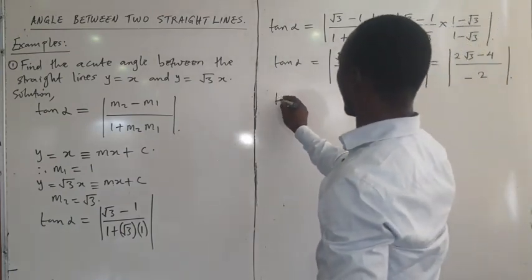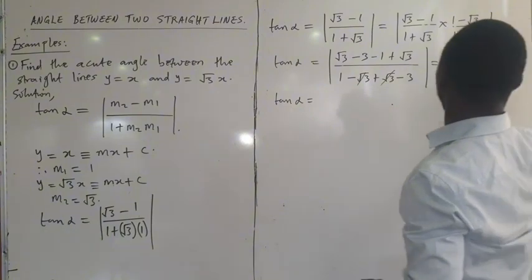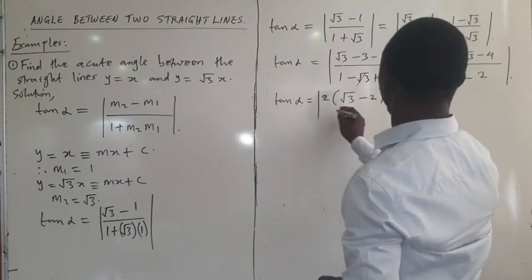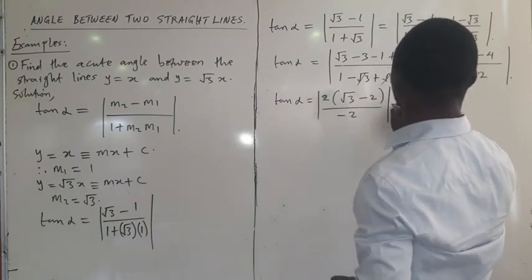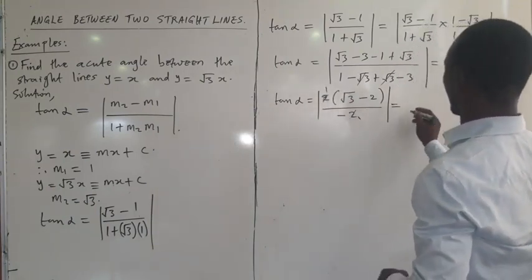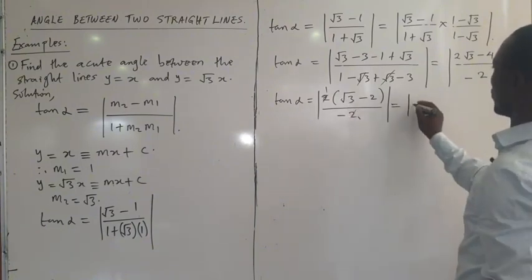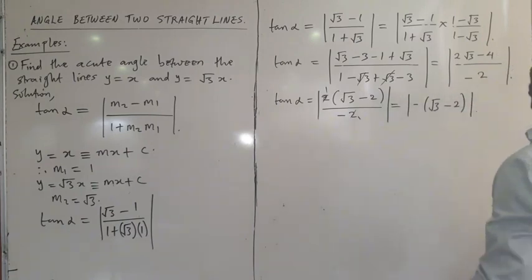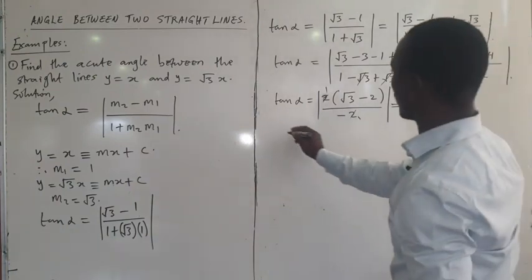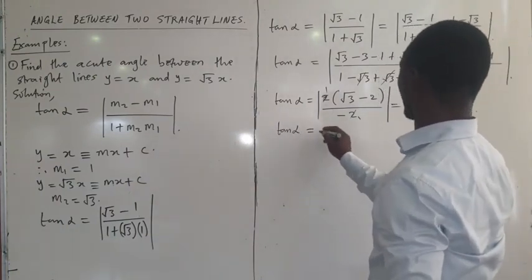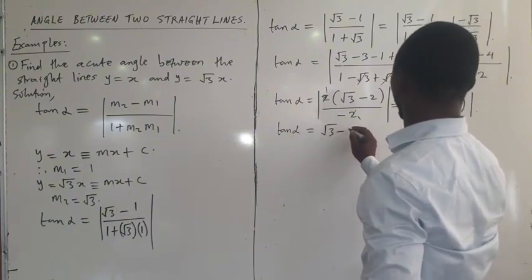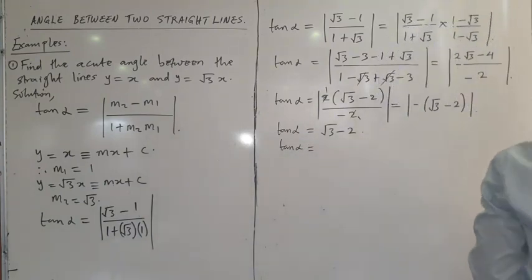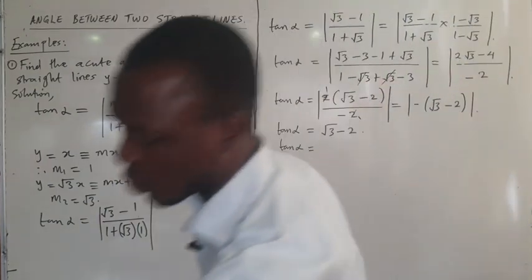So we now have tan alpha equals the absolute value of 2 root 3 minus 2 all over minus 2, where the common factor is 2. Taking out the 2 gives the absolute value of minus open bracket root 3 minus 2 close bracket. The absolute value takes care of the minus, so tan alpha equals root 3 minus 2.